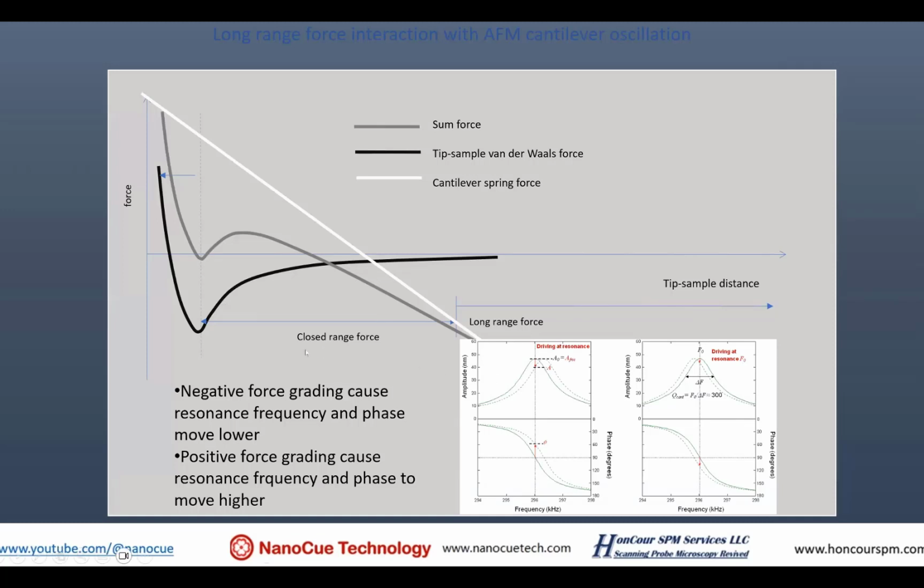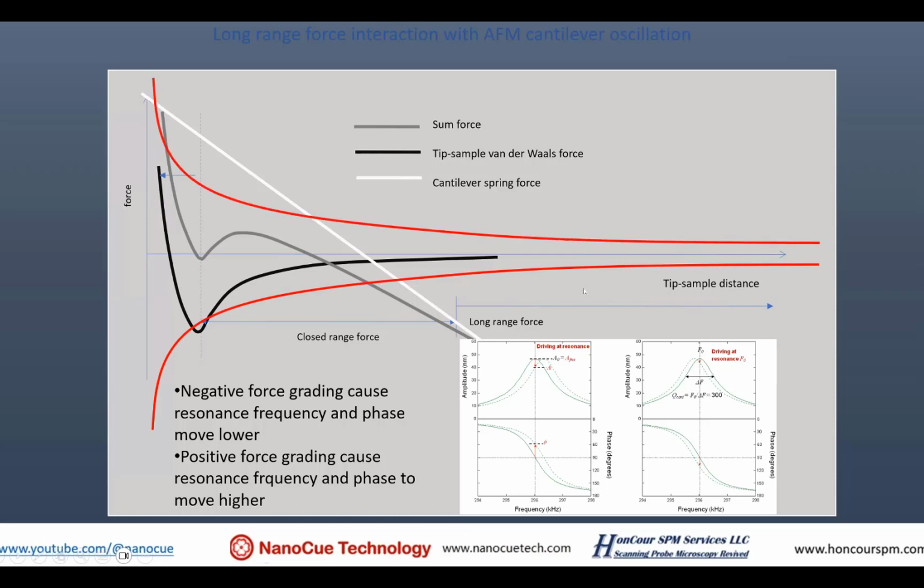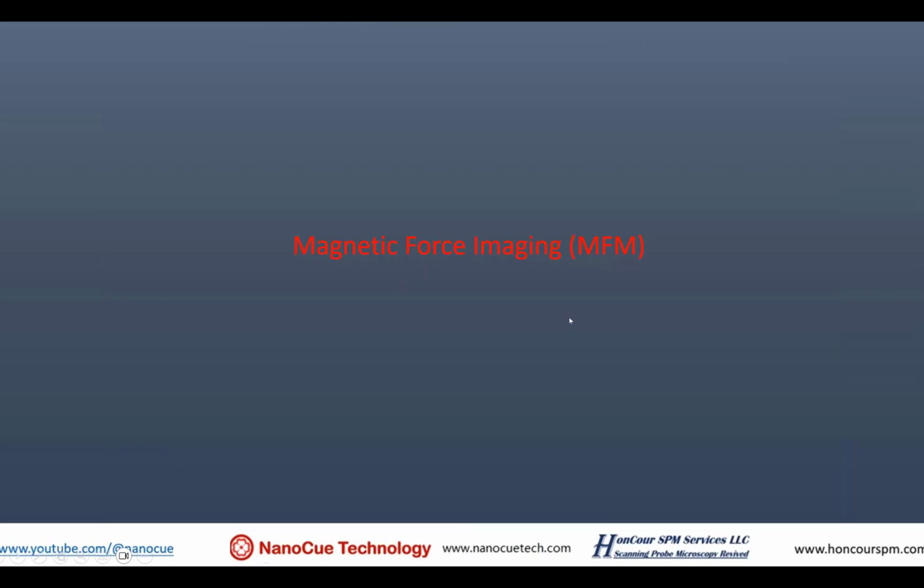So this is the same graphics, same curves that I drew as the short-range force that tapping mode and true non-contact mode is based on. However, there's a long-range force always overlapping with it. For example, when the tip and sample are at a further distance, you still have a long-range force slope. One is magnetic, the other is electrostatic. Magnetic force imaging. How do we image magnetic force? What's the basic physics of imaging magnetic force?